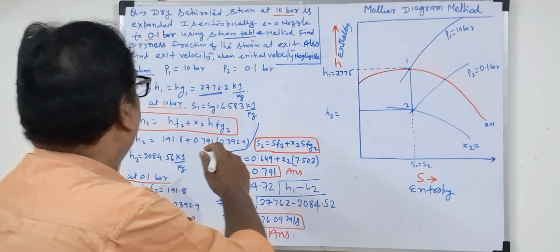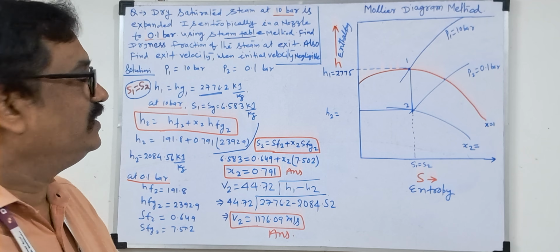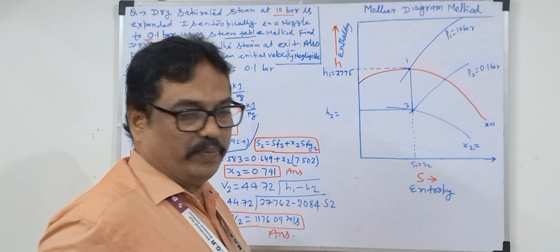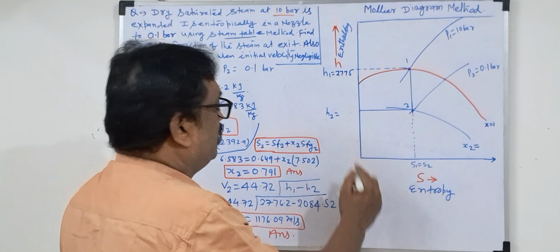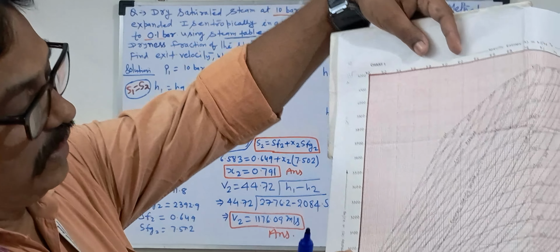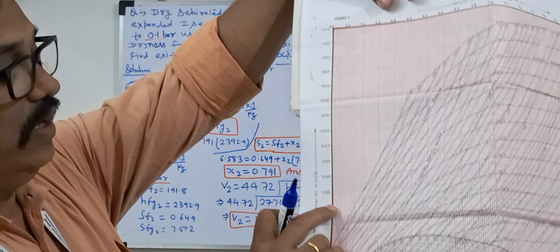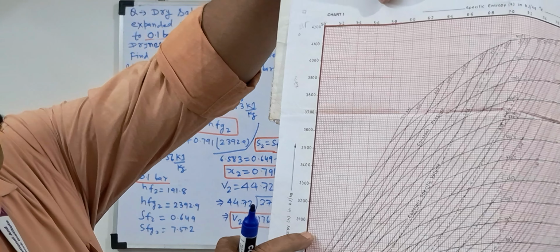It will come to 2775. But here what is there? 2776. The steam table method is known as the exact method. This will be the approximate method. How will you see it now? You will see this chart. Suppose you are taking 3000, 3100. In between, there will be 10 boxes. Each box contains 10.